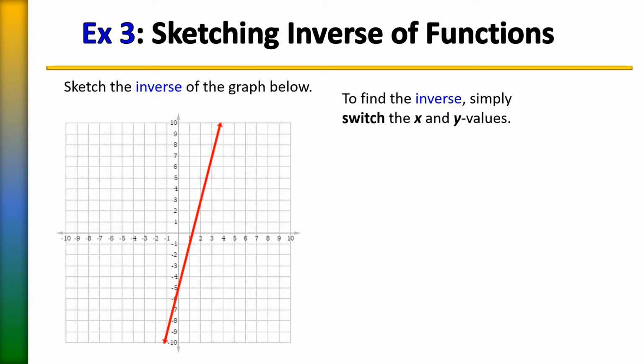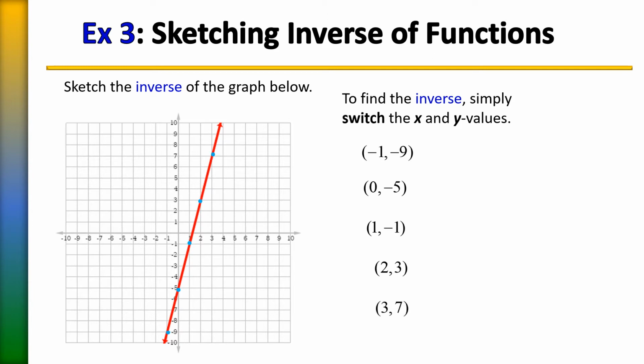And recall, when you do sketch the graph, it is going to be a reflection about the line y equals x, the identity function y equals x. It's going to be a reflection across that line. So let's go ahead and pick a few points on this graph. I'm going to pick (-1, -9), (0, -5), (1, -1), (2, 3), and lastly (3, 7).